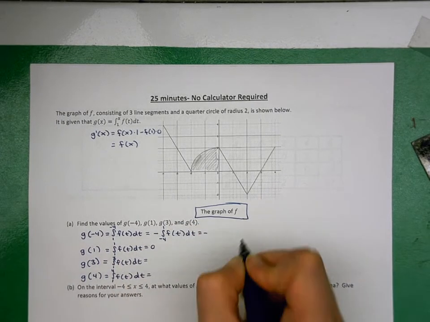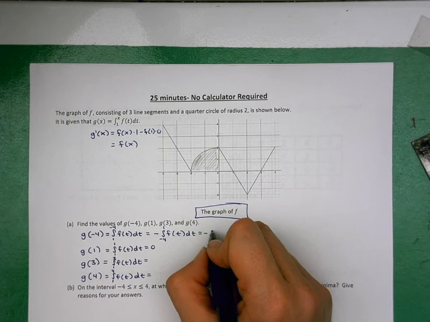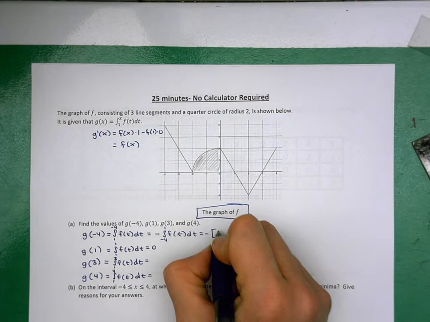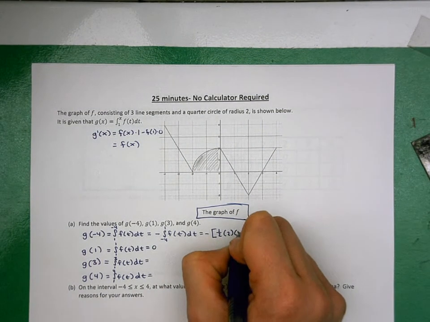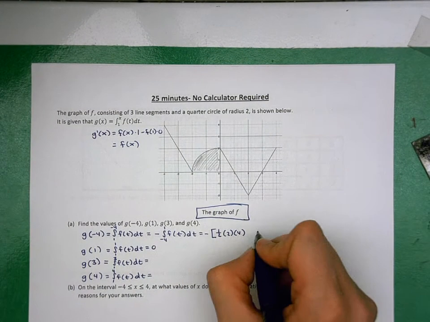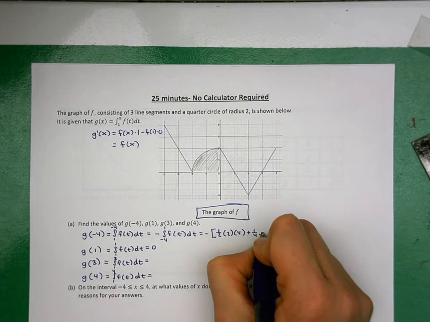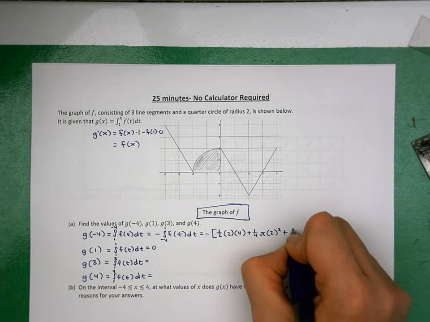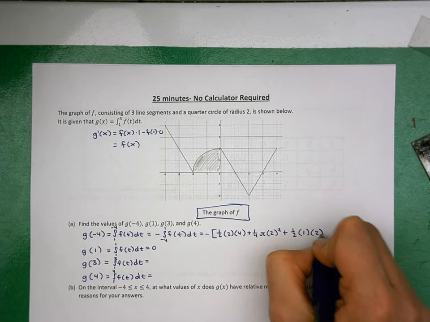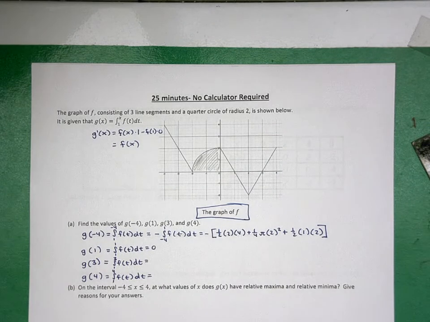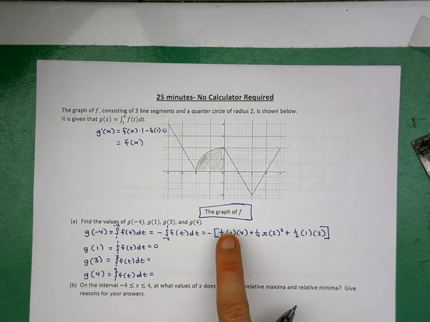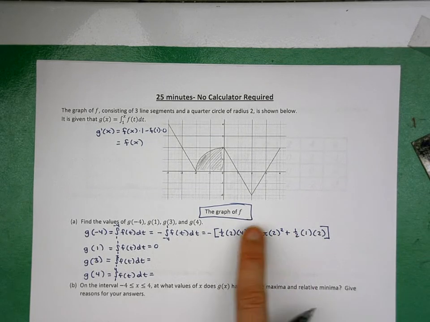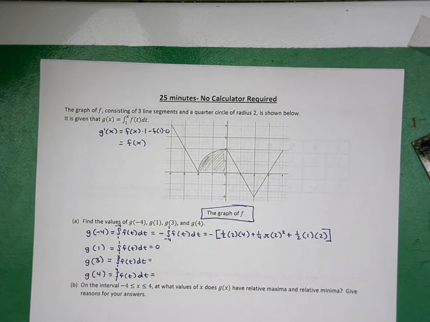Okay, and so then we have negative a bunch of areas from -4 to 1. So starting at -4 here, we have a triangle, 1/2 base of 2, height of 4. A quarter circle, so 1/4 pi r squared, which is 2 squared. And this triangle right here, 1/2 base of 1, height of 2. And I don't have to simplify. If I do simplify, this simplifies to 4 plus 1, which is 5. So 5 plus pi, it would be -5 minus pi, if you were to simplify.